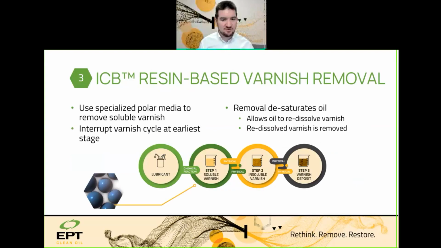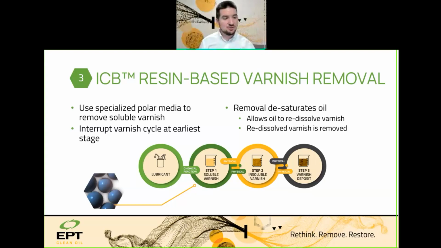And to that end, we would recommend the use of ICB, ion exchange resins. Like I said, these have been engineered specifically for use in lubricant applications to remove varnish in its dissolved soluble state. And by doing so, you're actually able to interrupt the varnish cycle at its earliest stage. If you pull out these dissolved soluble varnish breakdown products as they form, well, they never have a chance to establish an equilibrium with their insoluble form, which causes all the problems.